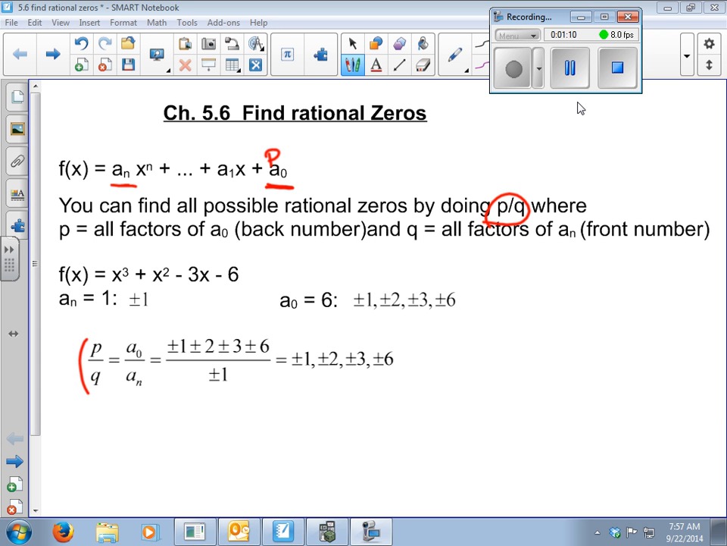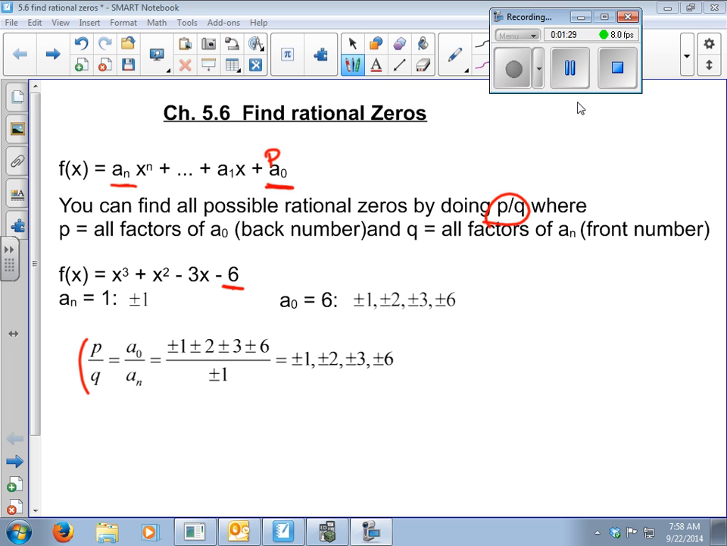So in this particular sample, f of x equals x to the third plus x squared minus 3x minus 6. We're going to start with our number in the back. This is going to be our P value. P is 6, so we have to list any numbers that multiply together to give us 6. Plus and minus 1, 2, 3, and 6.